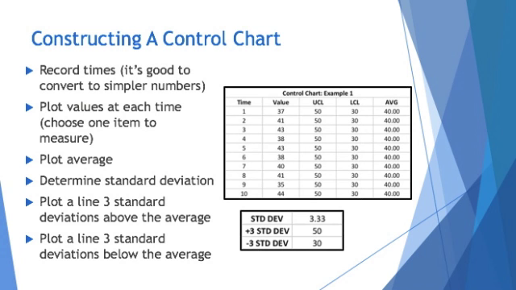Then you'll need to plot the average. You'll also have to determine your standard deviation. Then you'll need to plot a line that's 3 standard deviations above the average. And you'll have to plot a line that's 3 standard deviations below the average.